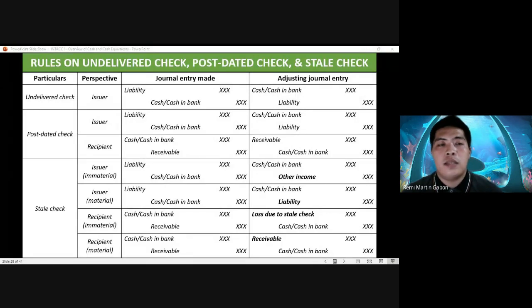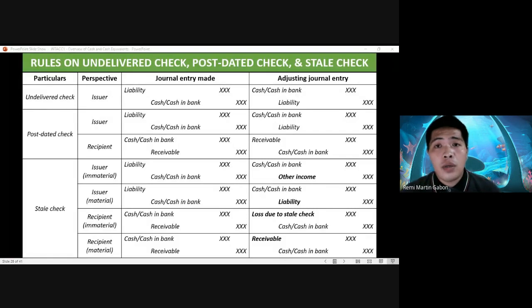Post-dated check. So, proceed tayo sa post-dated check. Sa post-dated check, we have two perspectives. We have issuer side and we have recipient side. On the issuer side, again, we are paying liability. Again, post-dated check, drawn, recorded, and delivered. The only problem is with post-date or a date subsequent from the issuance date.